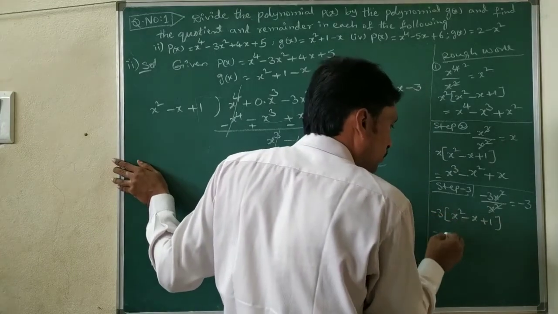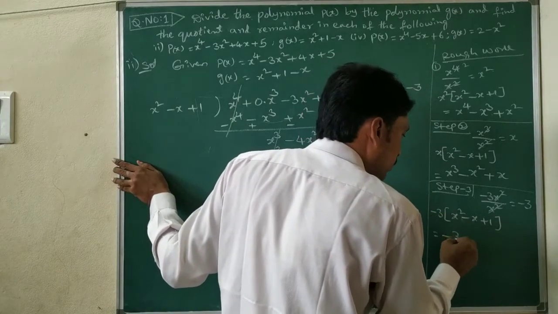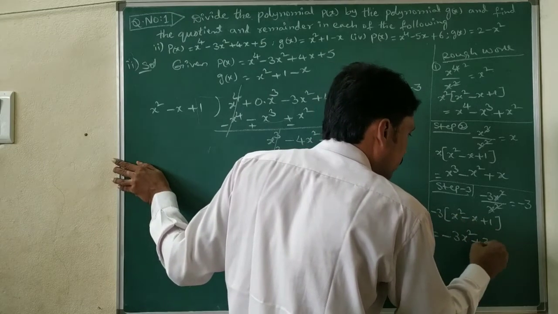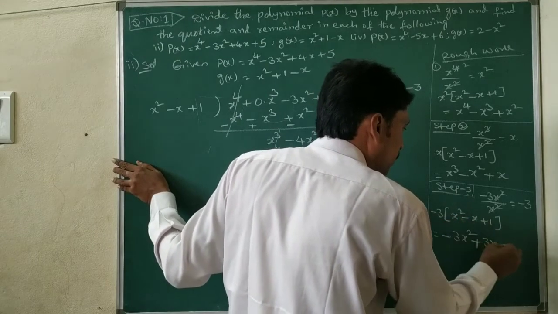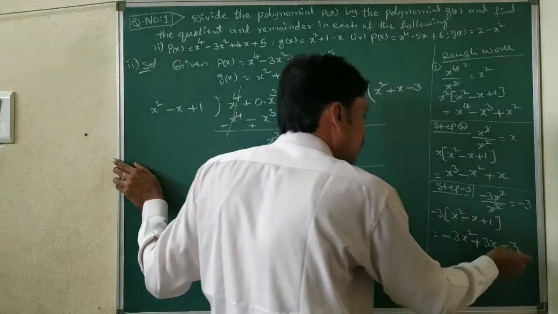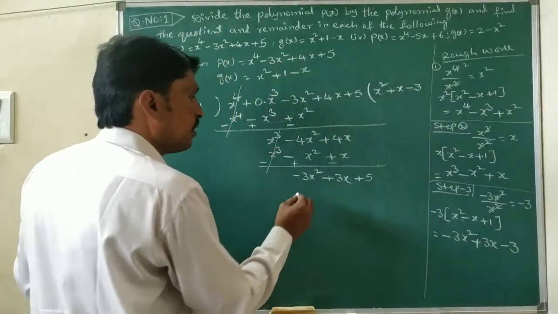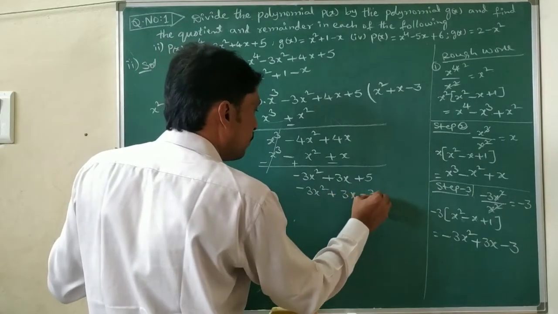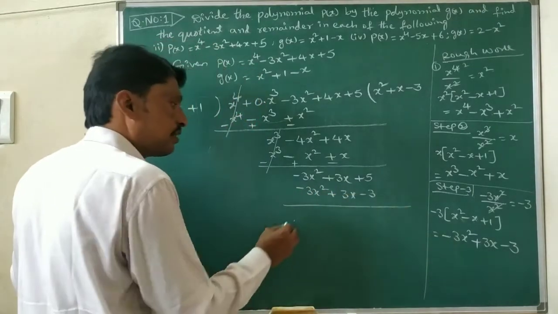So minus into plus minus, 3 into x square, 3x square, minus into minus plus, 3 into x, 3x, minus into plus minus, 3 ones are 3. This value we need to write here, minus 3x square plus 3x minus 3. Now we need to change the signs.